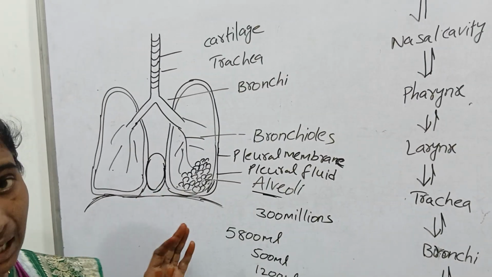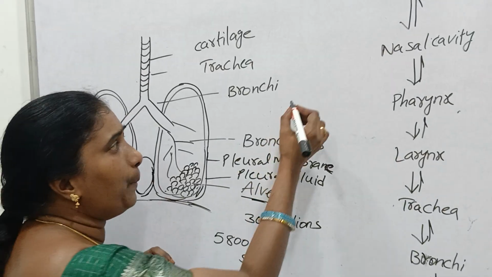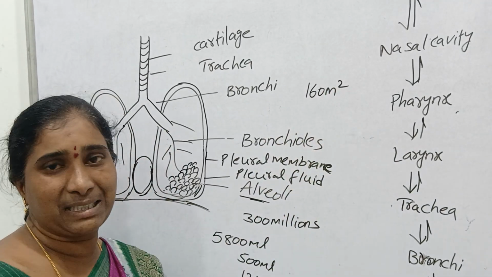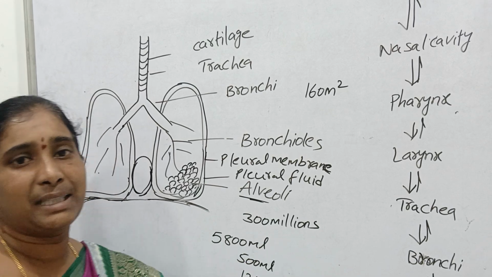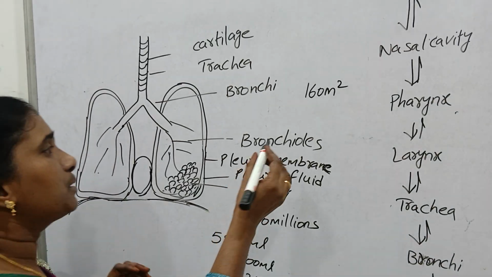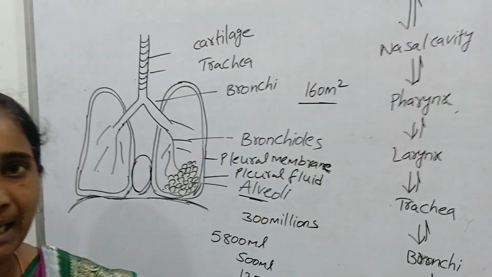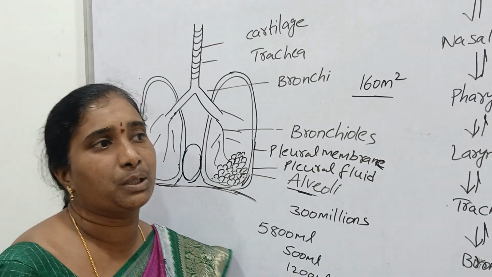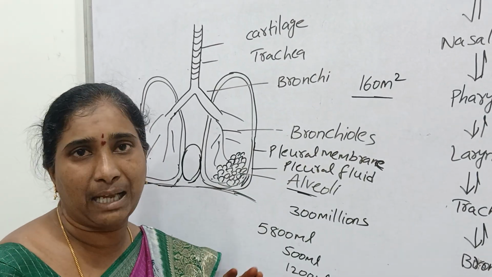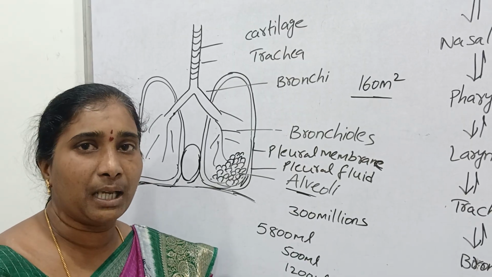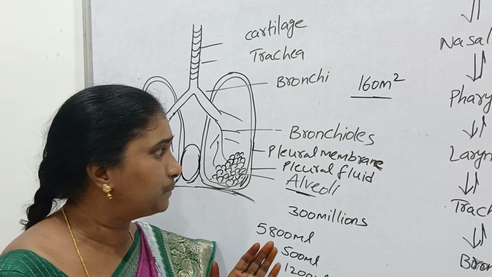If the alveoli of both lungs expand, they can occupy nearly 160 square meters of area. We can imagine how big that is. It is equal to one tennis court. So what is the function of the alveoli? To increase the surface area when you inhale the air.